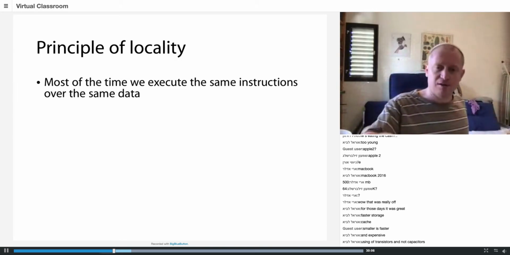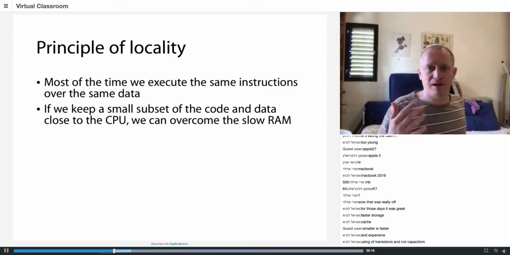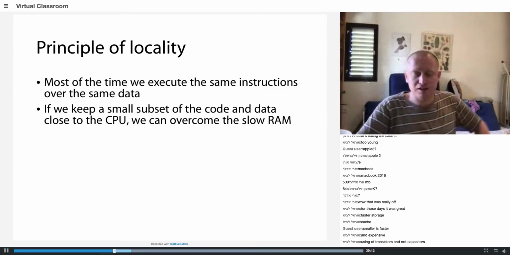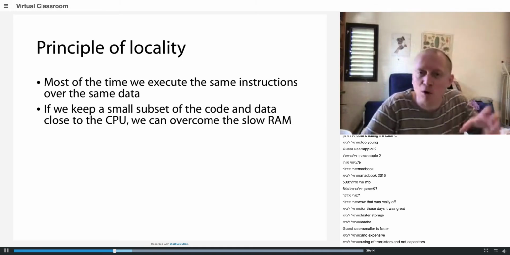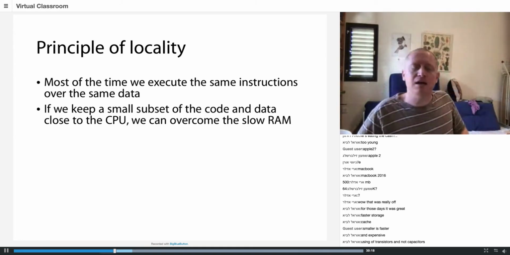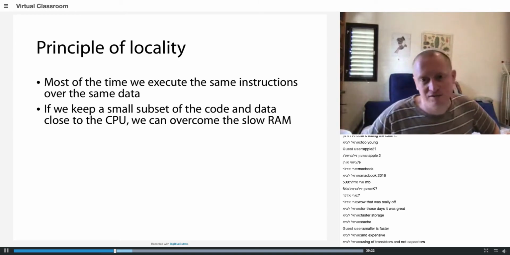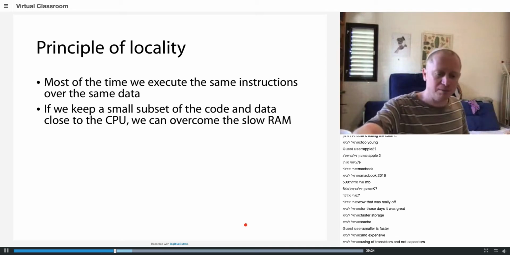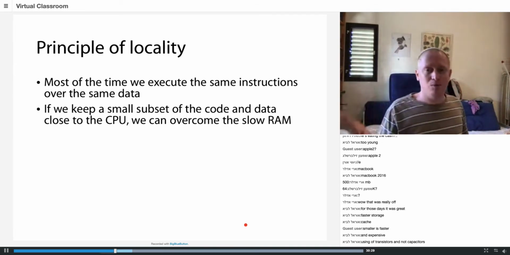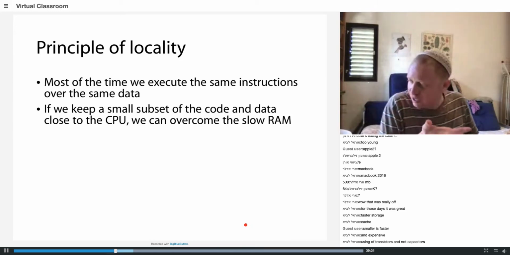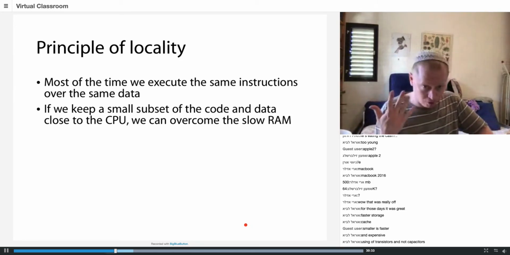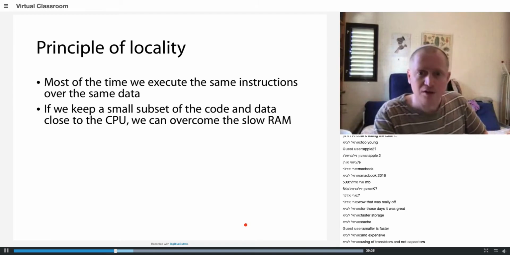So if I take a little subset of the memory, and how do I find out the subset? That's a nice challenge. And I keep it close to the CPU, and I use very, very fast memory technology, then I can work at the speed of my cores and not at the speed of my RAM. You can imagine that everybody is doing this right now. You can't get efficient performance when you're running off DRAM. So this is the concept of a cache.